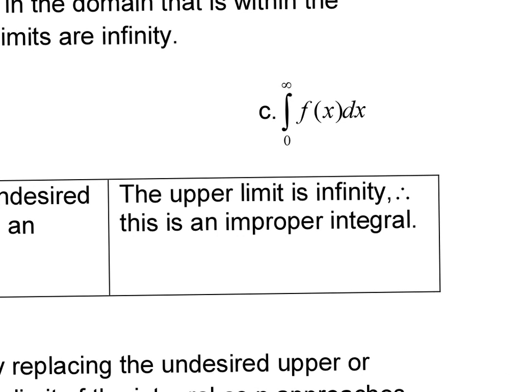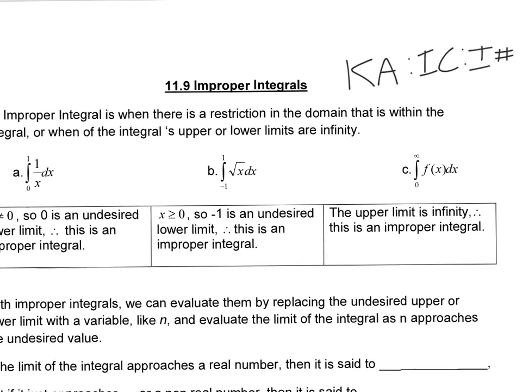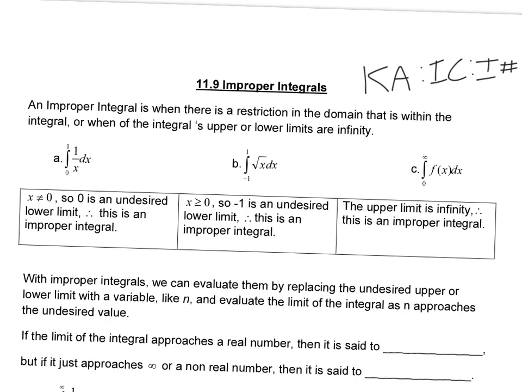The other situation that we could run into is we can get infinity. See, the upper limit is infinity. Therefore, it's an improper integral, right? That doesn't work. We can't figure out what infinity is. So we have to treat these as a special case.